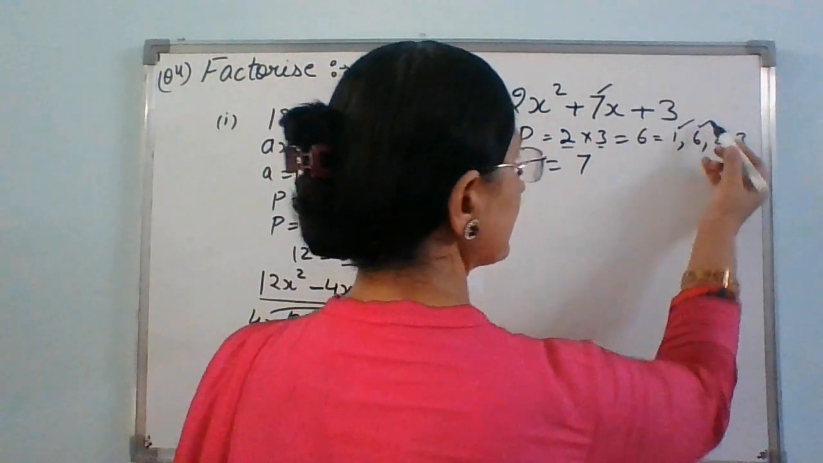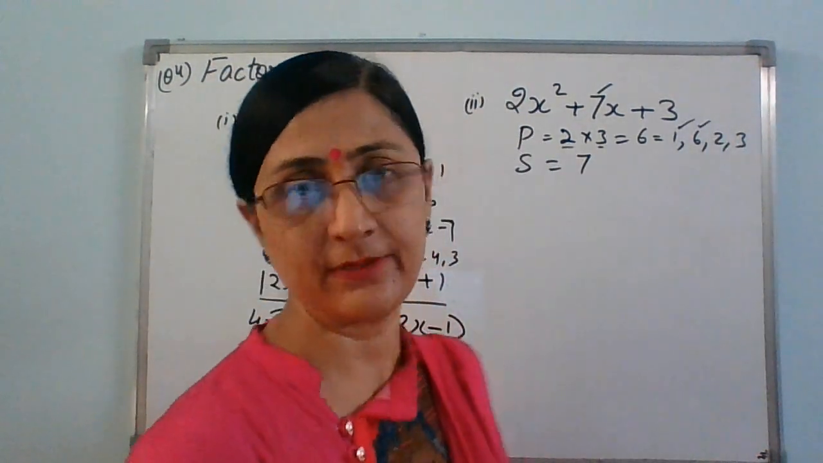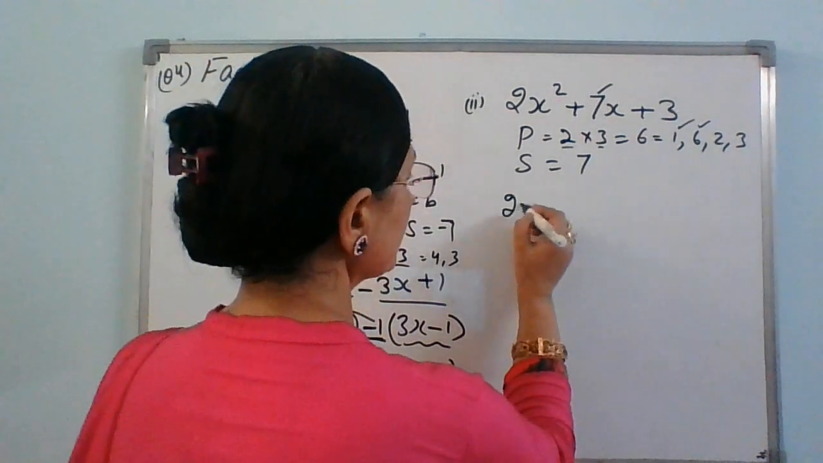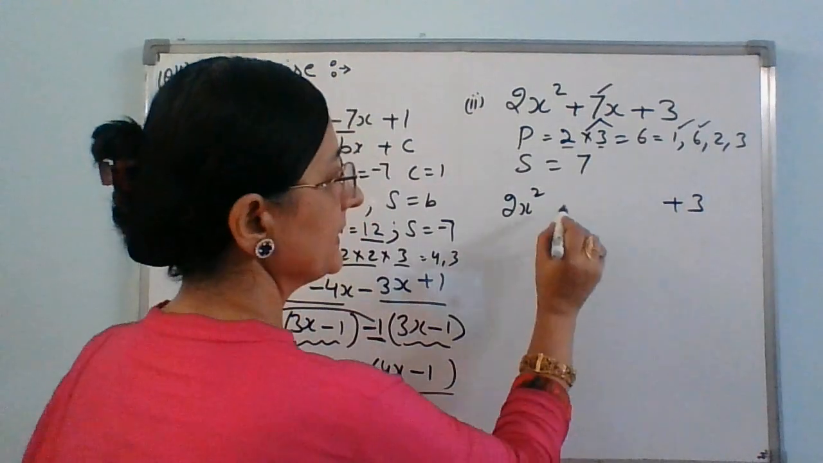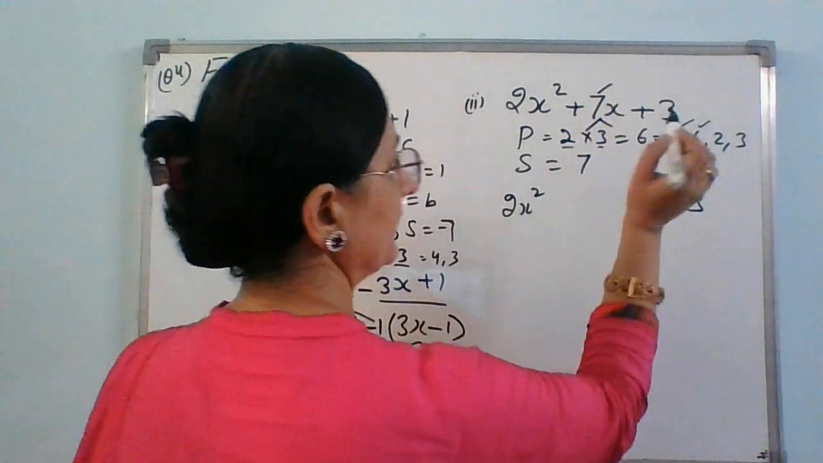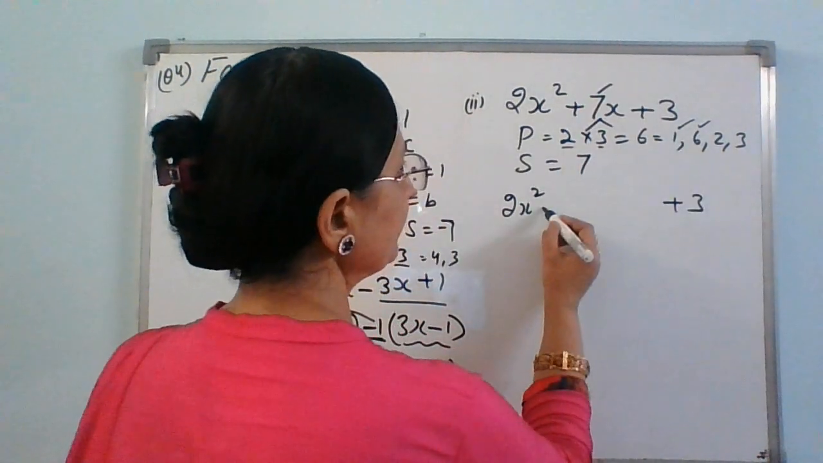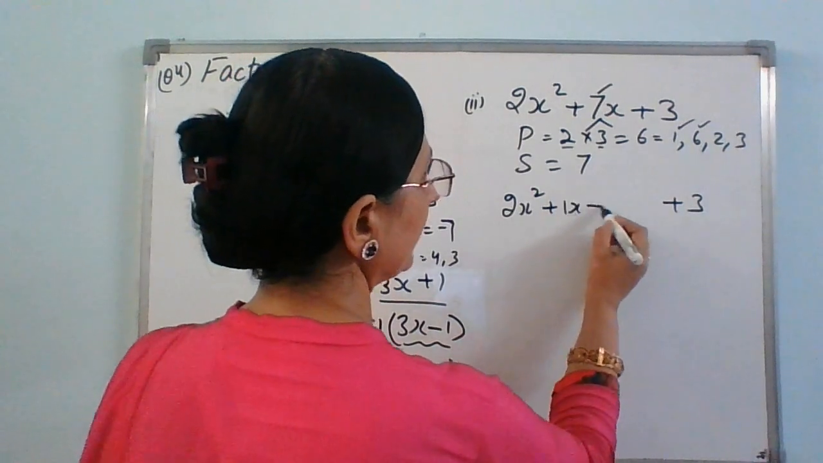Which ones? 1 and 6. Because 1 and 6 makes 7, right? So the first term and the last term remain the same. Splitting has to be done here. Two terms have to come here. Since it is 7, I'm taking these two factors right here: plus 1x and plus 6x.